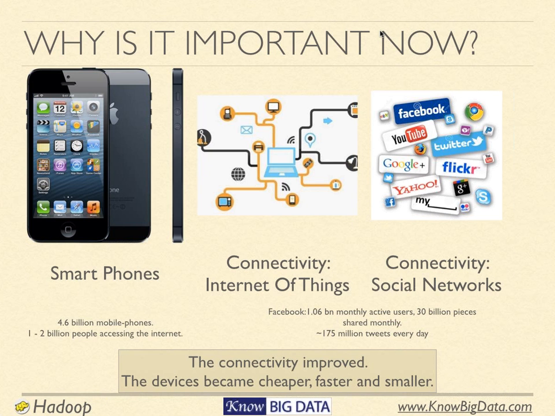So connectivity, or the network, can be looked at in two ways. One is the Internet of Things, meaning things are connected to each other and communicating with each other. Second is people connectivity, which is social networks. People are now connected via social networks, so they communicate and they share data over these networks. All right. Any questions here?